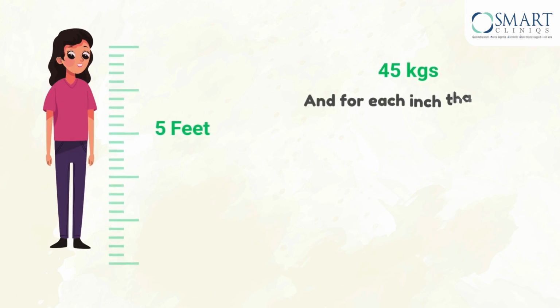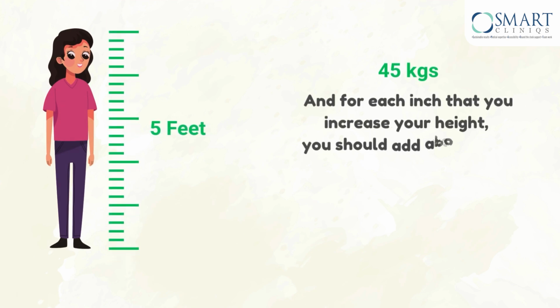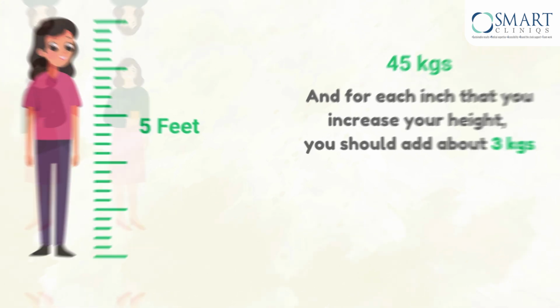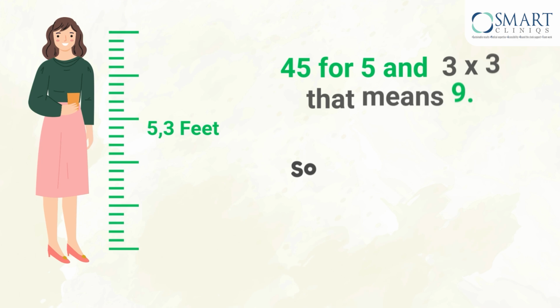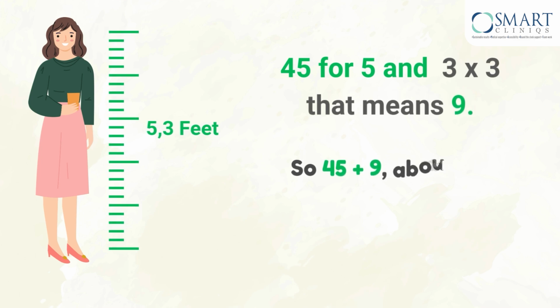To break it into very simple words, there is an ideal weight that we should weigh. That means for a typical height, we should weigh approximately within that range. How do we calculate that? The easy and simple formula is, for a lady at about 5 feet, you should weigh close to about 45 kgs, and for each inch that you increase in height, you should add about 3 kgs. So let's say you are 5'3": 45 for 5 feet, and 3 into 3 is 9. So 45 plus 9, about 54. Your ideal weight becomes close to about 54 kgs. This is a very rough estimate.